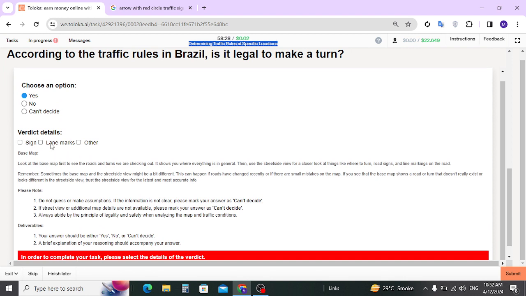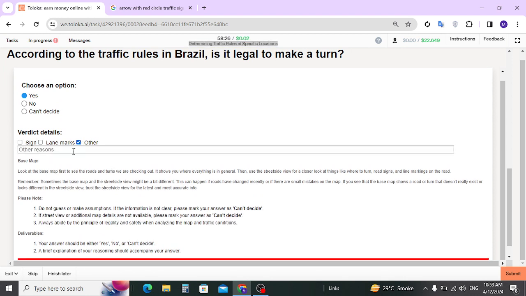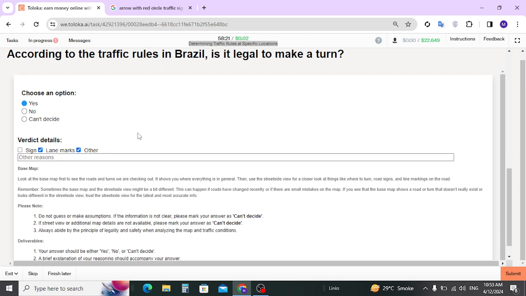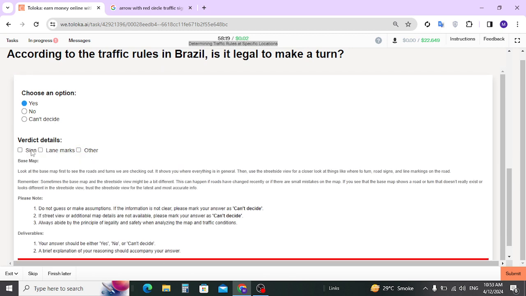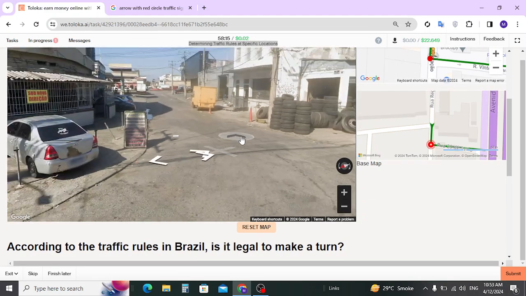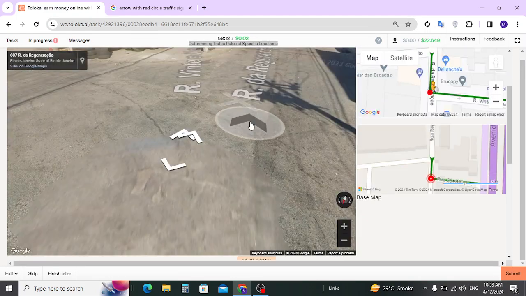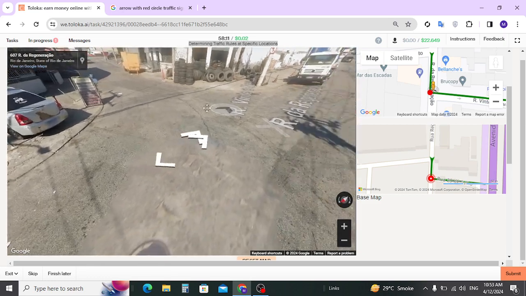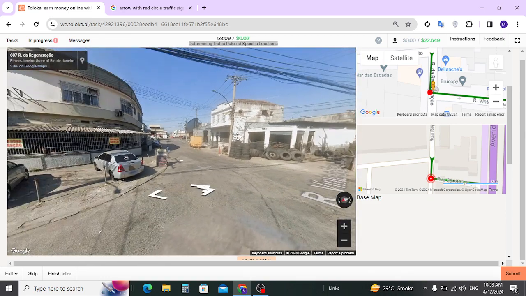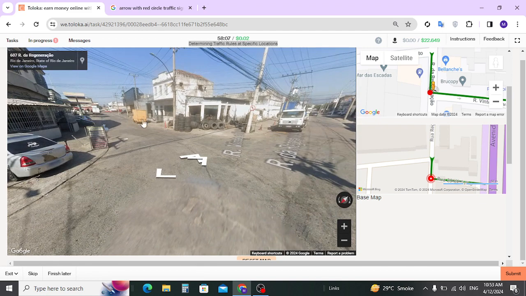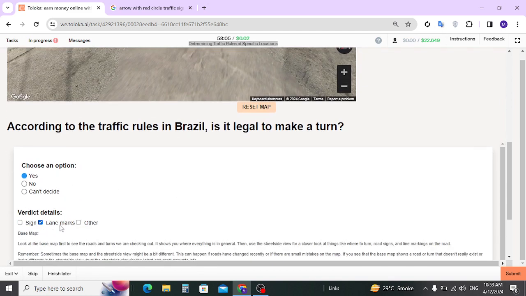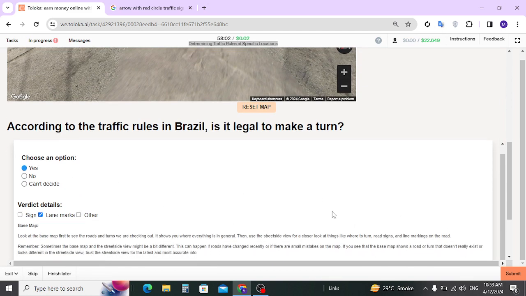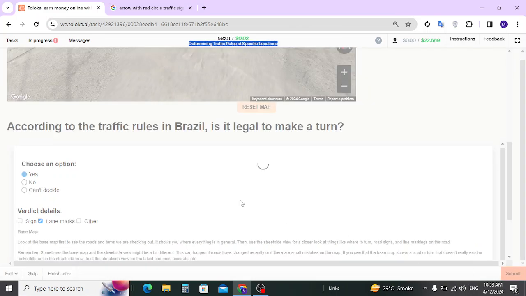and then lane marks. Basically, there is no sign given, but I usually select lane marks because whenever there is a restriction, lane marks are also placed. But here we are neither given any restriction nor a lane mark, so I have to select something. So I usually select the lane marks part.